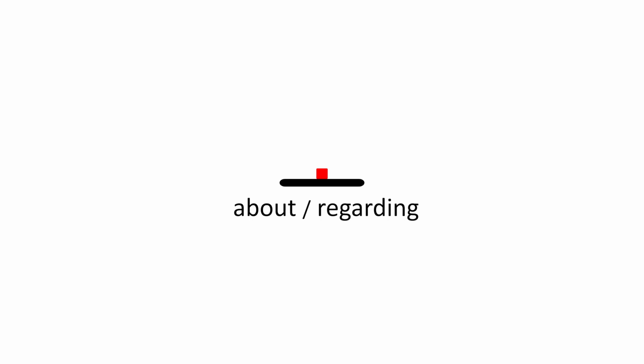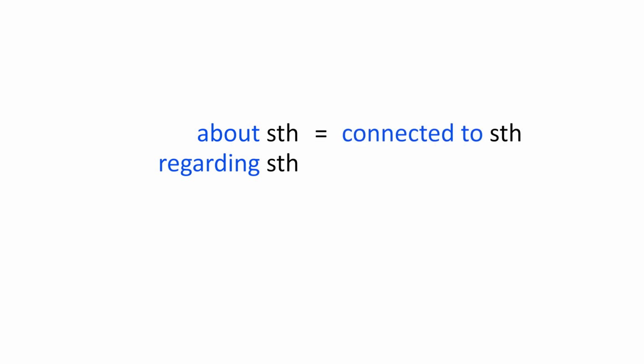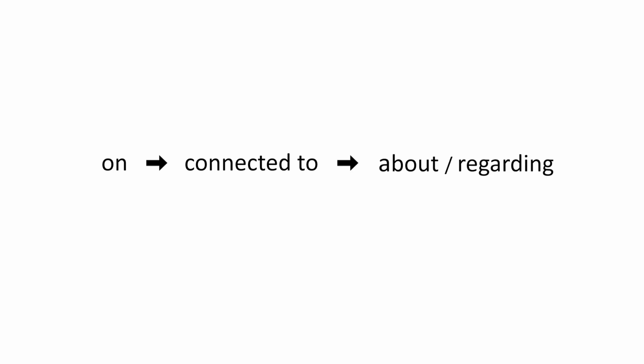And the reason for this is when we say about something or regarding something, it's just another way to say connected to something. For example, if I say, I read a book about animals, it just means I read a book connected to animals. So to recap, on can mean connected to, and connected to can mean about or regarding. So let's take a look at some examples of phrasal verbs that use on in this way.